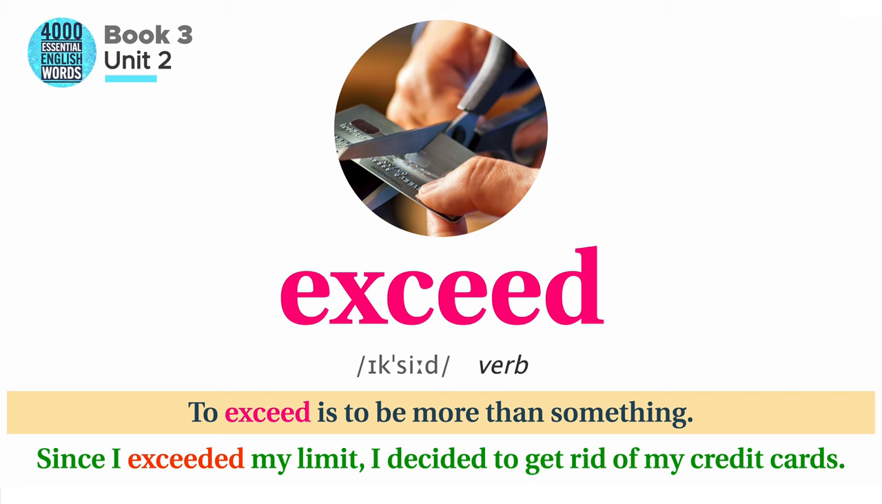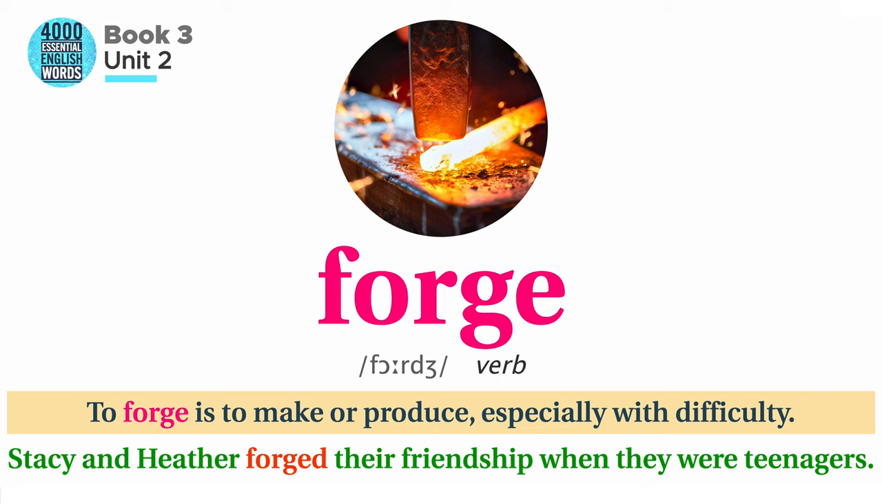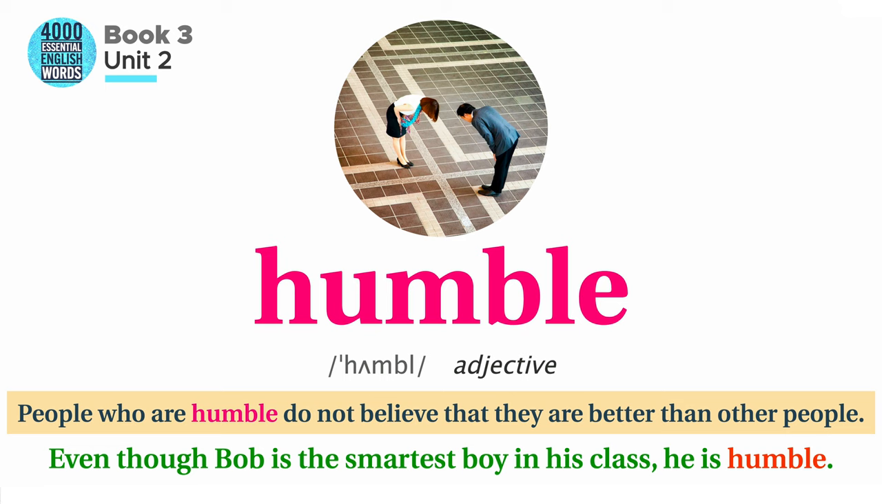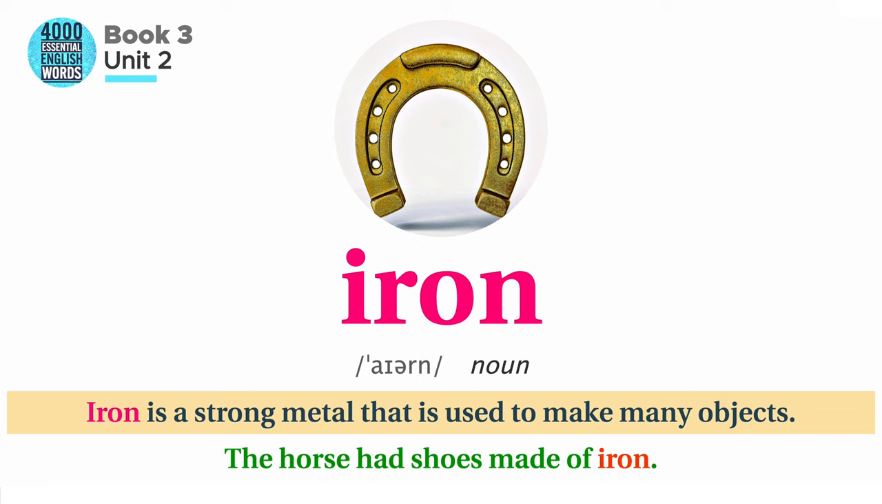Forge. To forge is to make or produce, especially with difficulty. Stacy and Heather forged their friendship when they were teenagers. Humble. People who are humble do not believe that they are better than other people. Even though Bob is the smartest boy in his class, he is humble. Iron. Iron is a strong metal that is used to make many objects. The horse had shoes made of iron.